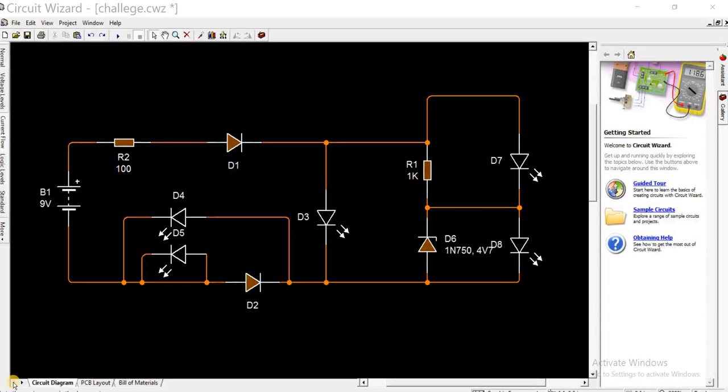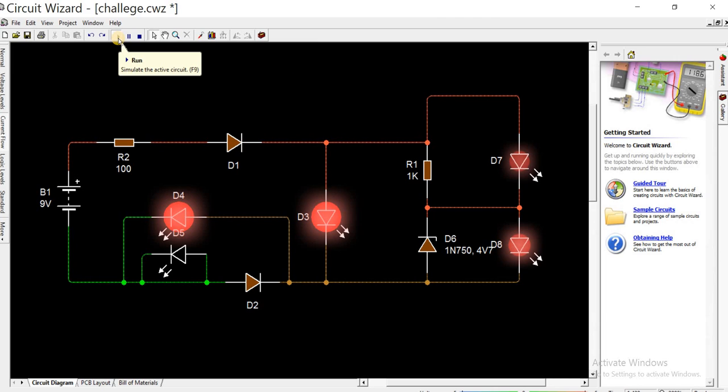Guys, this is the solution to the online challenge that we had in the group. The first question was: how many LED will glow when this circuit is powered? List them. So let's power the circuit. So we see that 4 LED glow out of 5.